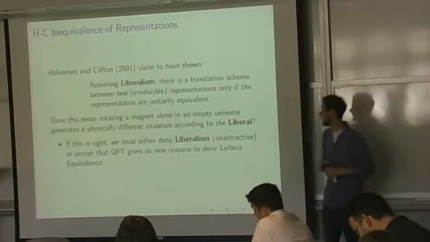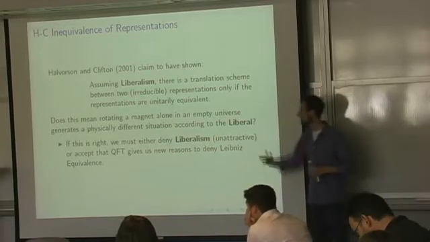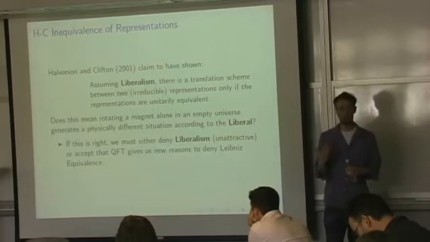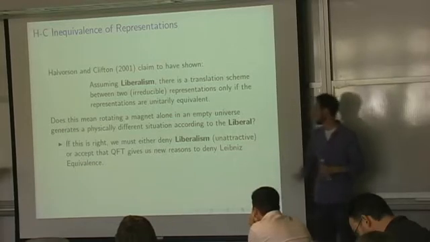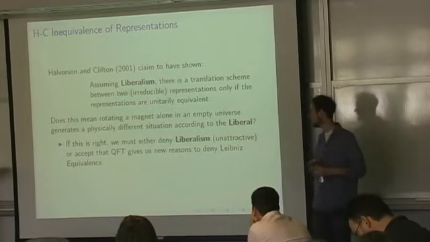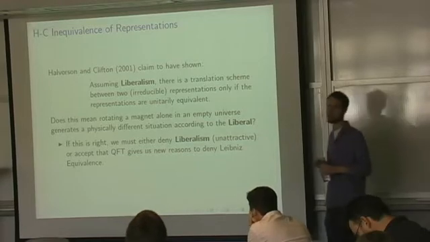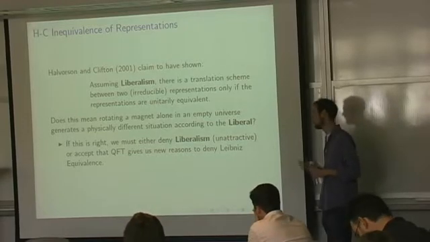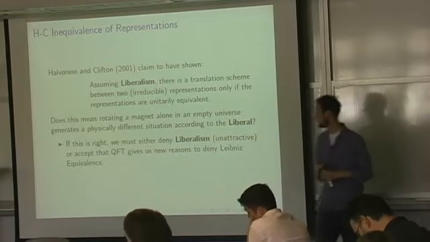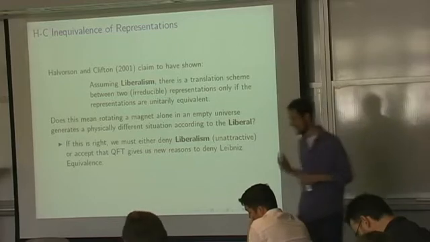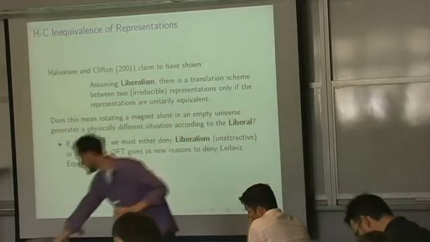If this is right, we have to either take the unattractive step of denying liberalism, or we have to accept that quantum field theory gives us new reasons to deny Leibniz equivalence that we didn't have. And if you go down that road, you might have to deny Leibniz equivalence, which I find unattractive, although I have colleagues who don't find it as unattractive.